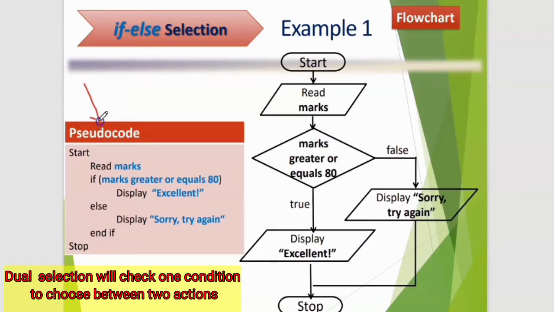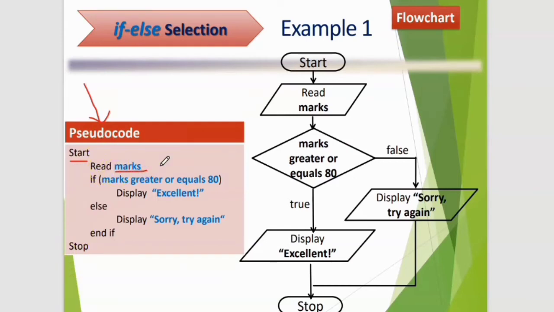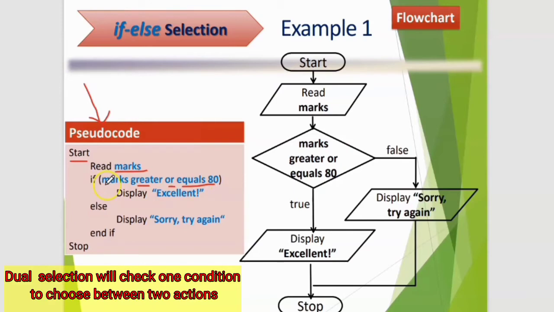To write pseudocode, as usual, you can use start paired with stop, or begin paired with end. Read marks, because just now the input is marks. Then you write the condition, put the bracket first: marks greater or equal to 80, display excellent, else display sorry, try again, end if, stop.